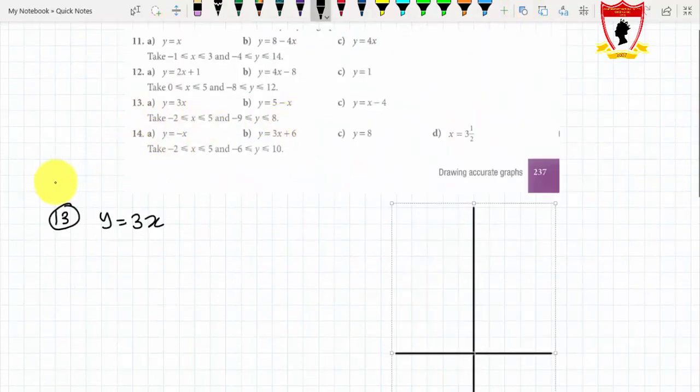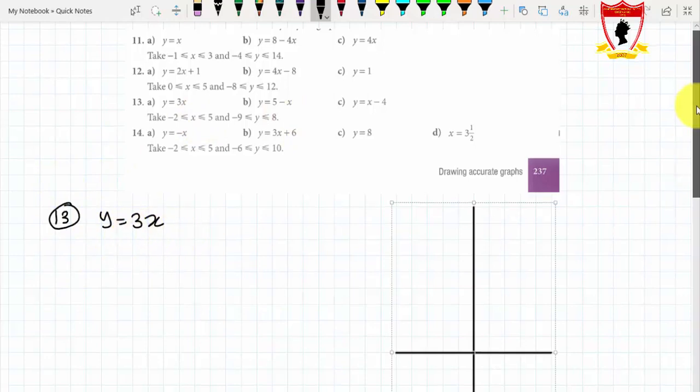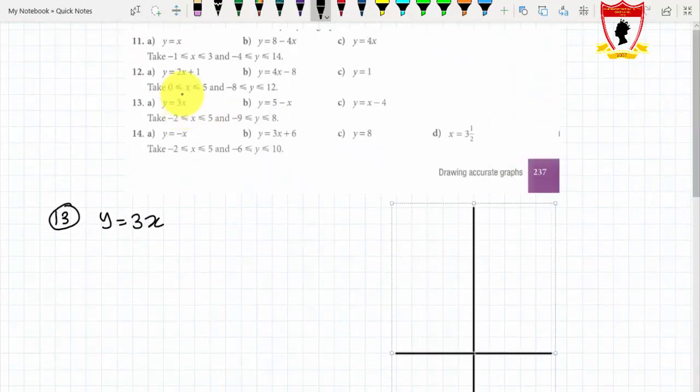Question 13. A is y equals 3x, and the xy axis is here. The x-axis should be between -2 and 5, so we can cover from -2 to 5 on this x-axis. And the y-axis is from -9 to 8, so we can cover from -9 to 8 on the y-axis here in this xy axis.